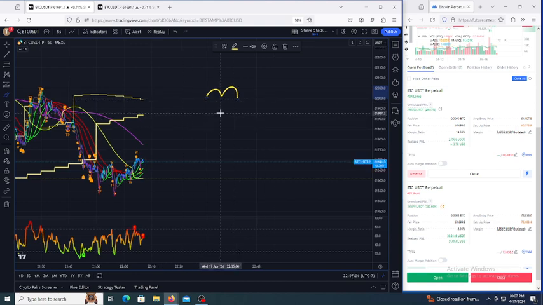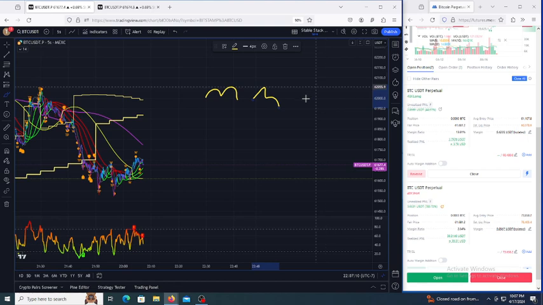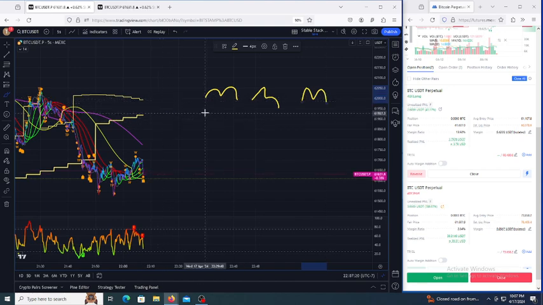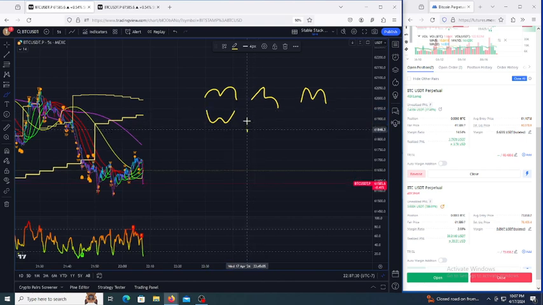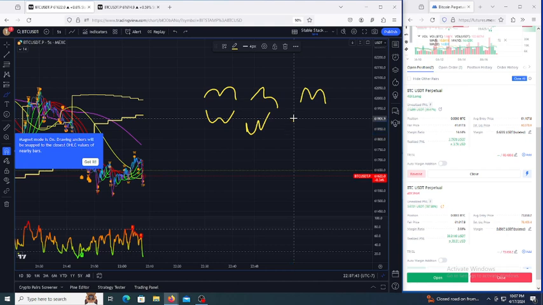Sometimes it looks like that. Sometimes it'll look like that. Sometimes it looks like this. But you'll see big M's and you'll see small M's, and then you'll also see W's. W's are signals to the upside. The M's are signals to the downside. So that's the first pattern.